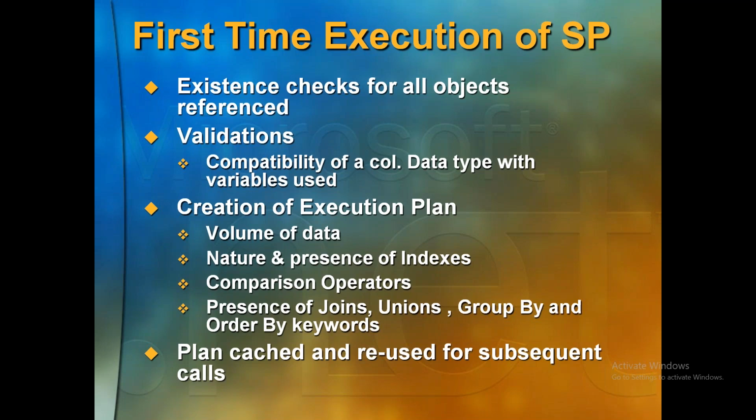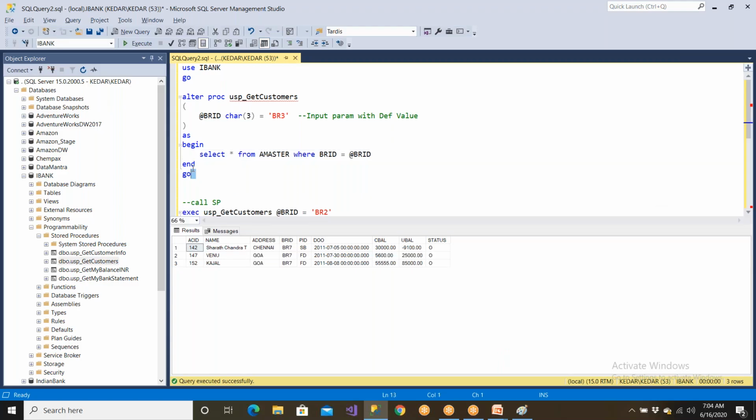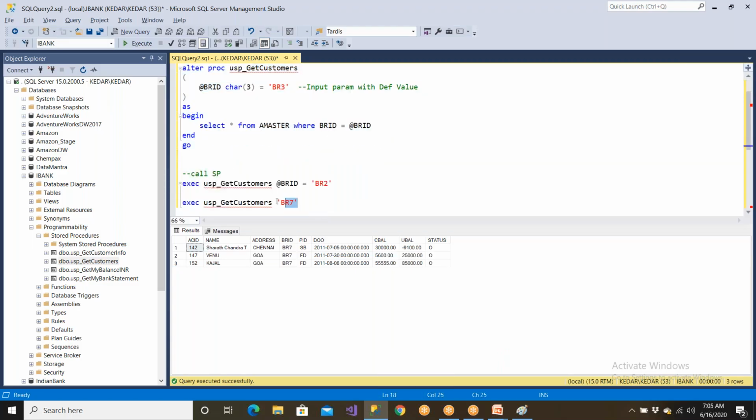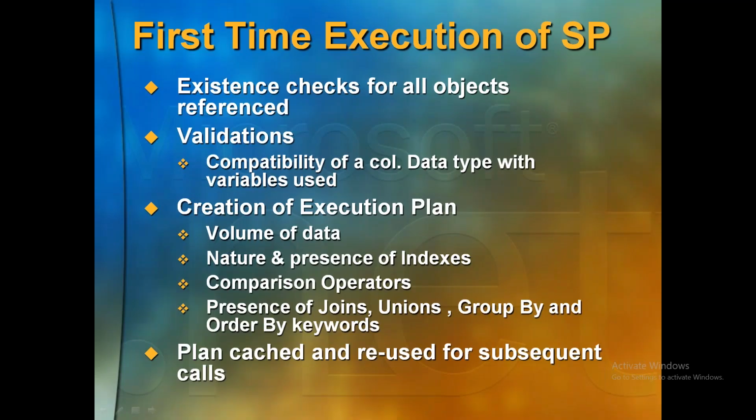Now, the first time you're calling. So this is the proc I have created. Now, the first time I'm calling it like this. I have called it many times now, but the first time I'm calling, what are the things SQL Server is going to be doing? Step number one is existence checks for all objects referenced. The second one is validation of compatibility of column name and data type with the variables or parameters used.